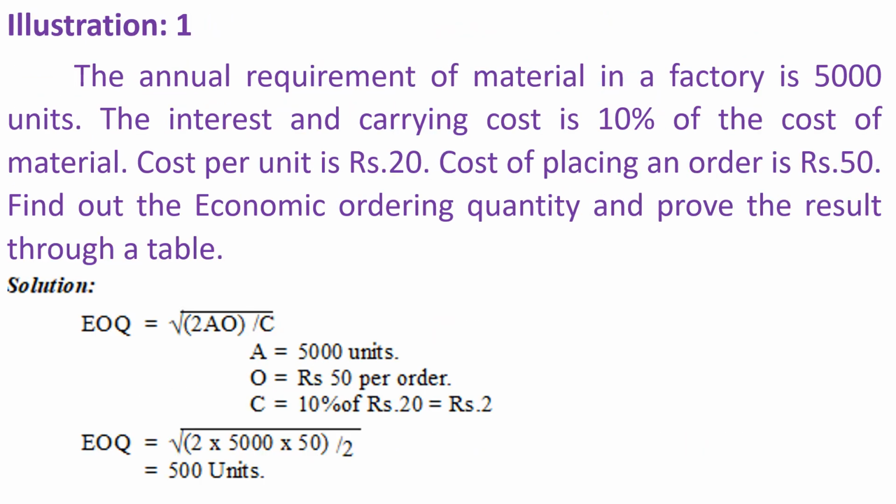Illustration 1. The annual requirement of material in a factory is 5,000 units. The interest and carrying cost is 10% of the cost of material. Cost per unit is 20 rupees. Cost of placing an order is 50 rupees. Find out the economic ordering quantity and prove the result through a table. Solution. The value of EOQ is calculated with the help of the formula and the value is 500 units.